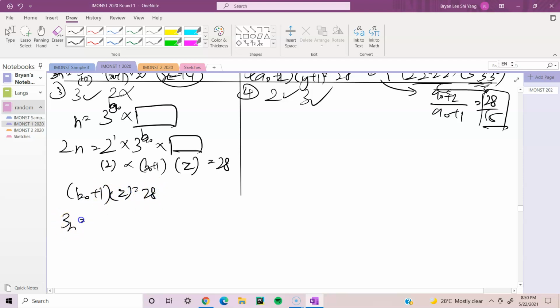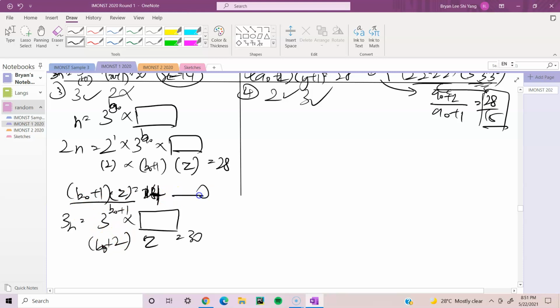But then 3n would have 3 to the power of b0 plus 1, times, sorry, I'm a bit nervous here, so plus this whole thing, so we will have (b0 plus 2) times z equals 30. So we would have something like, okay, give me a moment, let me check. Okay, (b0 plus 1) times z would be 14 here because we divided by 2 already.